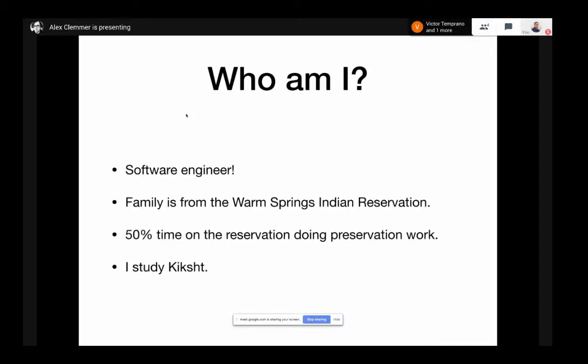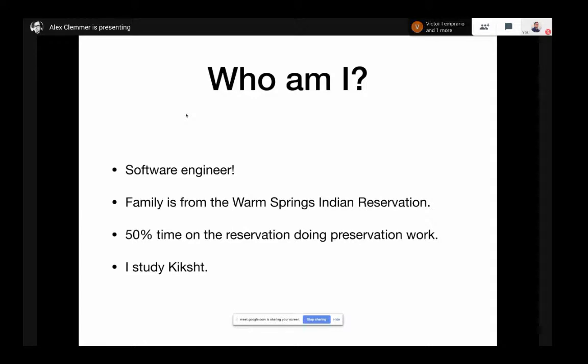So before we get started, who am I? I'm a software engineer. My family, and in particular my dad's mother, my grandmother, is from the Warm Springs Indian Reservation. I spend personally 50% of my time on the reservation doing preservation work. So I live in Seattle. I commute down to Central Oregon, which is where the reservation is, on Sundays, and then I work on Mondays and Tuesdays on language, and maybe Wednesdays, and then I commute back up on Tuesday or Wednesday nights.